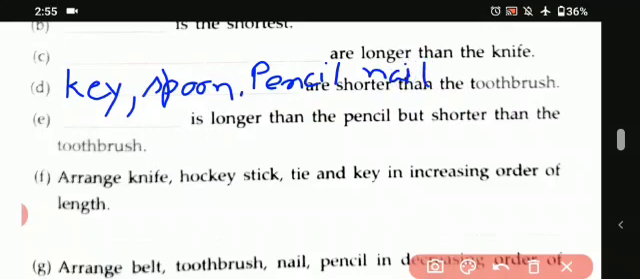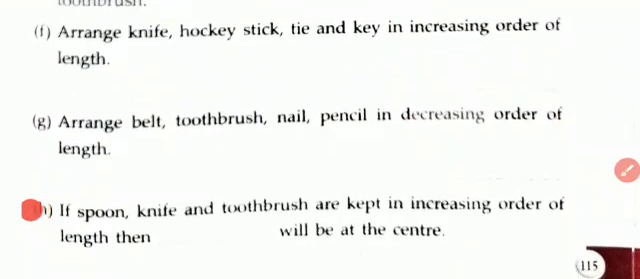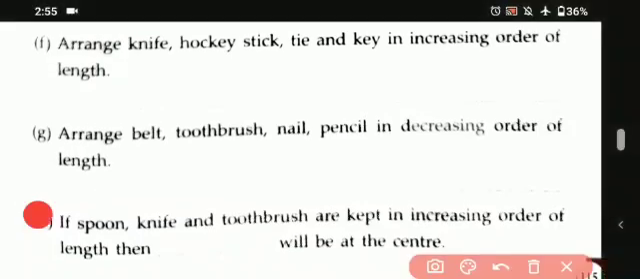So students, I am leaving E and F, so please do it on your own. Here is another one. I'll do the first one, and the rest you'll do at home. Once again, arrange knife, hockey stick, tie and key in increasing order of the length. So we have to write it down in increasing length. First we write down the smallest one, and then we increase the length accordingly.